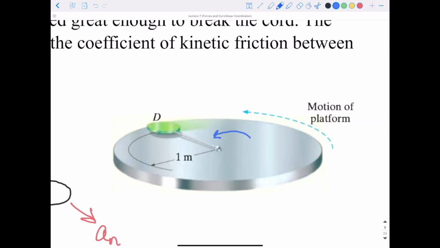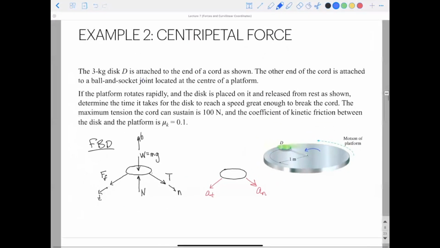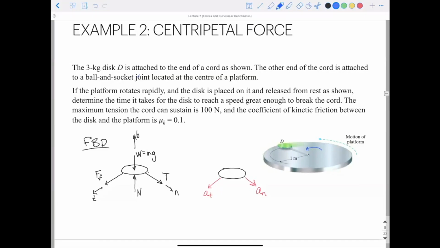Gotcha. So that's why I like to make that definition from Tuesday. Friction isn't acting against the direction of motion, it's acting against the direction of sliding, and sliding is always relative motion. So if that platform is always moving faster than the disk, then the disk's sliding is always opposite relative to the platform. So that force of friction is always going to be acting in the direction that the platform is moving.